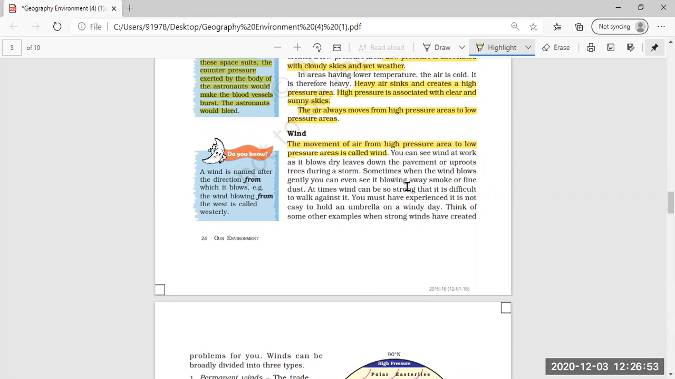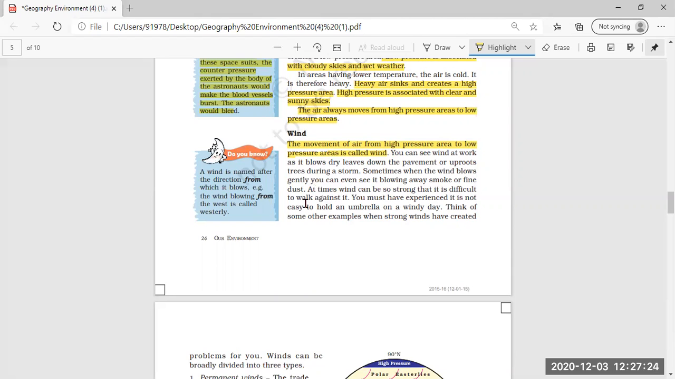If the wind is blowing peacefully at a lower speed, then only dry leaves will blow out. But if the wind is blowing at a fast speed, it can uproot plants, resulting in great destruction during a storm. We can see this type of destruction due to the high speed of the wind.